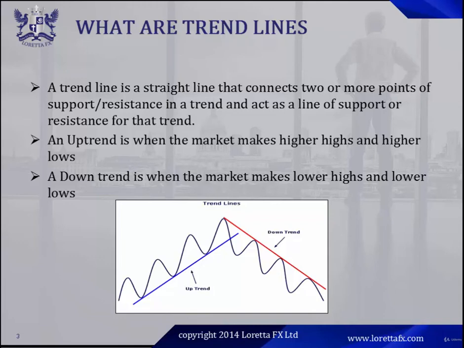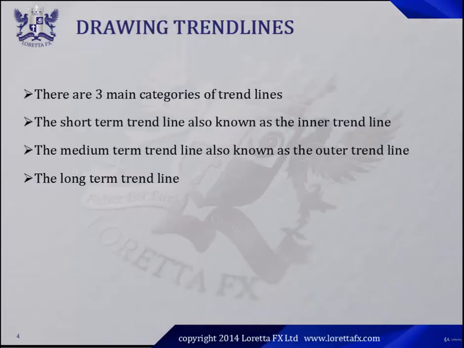resistance in a trend and acts as a line of support or resistance for that trend. Now, there are three main categories of trend lines. We have the short-term trend line, also known as the inner trend line. We have the medium-term trend line, also known as the outer trend line. And we have the long-term trend line. Okay, so there are just three categories of trend line. And later on in the course, I will teach you how to draw these three types of trend lines.